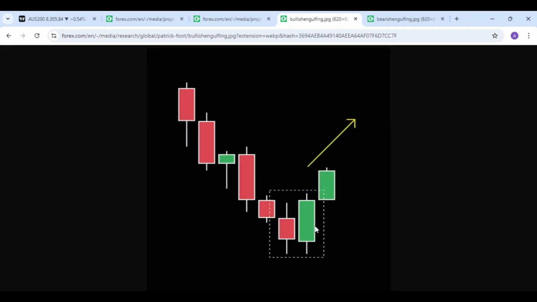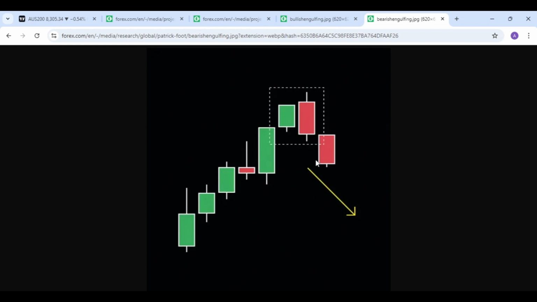As you see, this is a bullish engulfing pattern here, because the bearish candlestick is much shorter than the bullish one, and the bullish one is much longer than the bearish one. So this is a bullish engulfing, and this is a bearish engulfing, where the bullish candlestick is much shorter and the bearish candlestick is much longer.